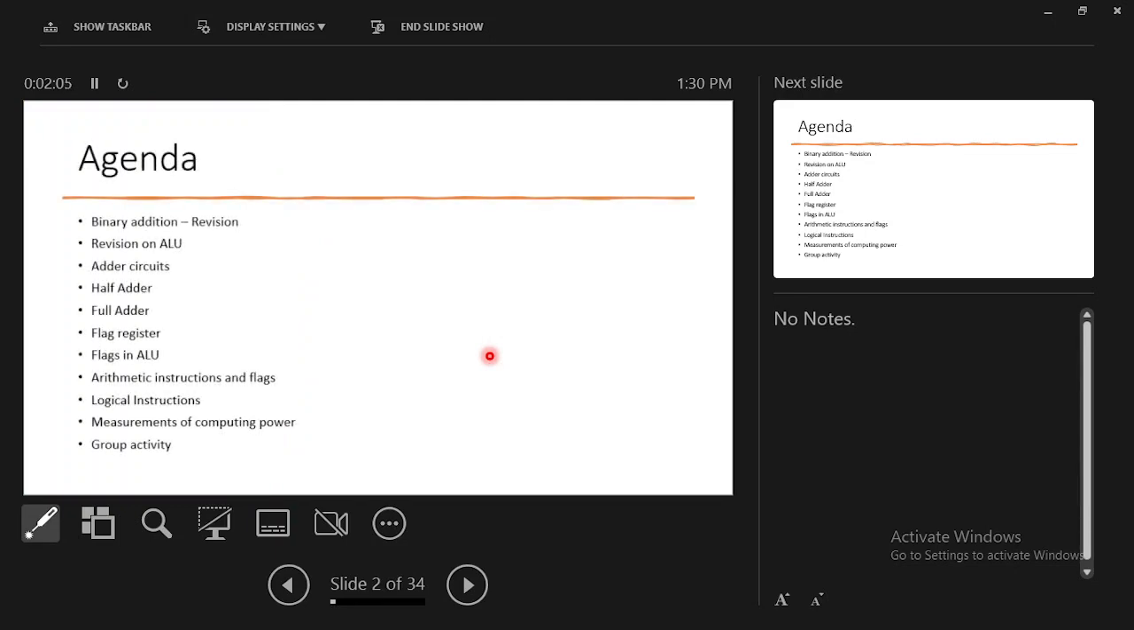That's the only consideration. So the agenda for this discussion is binary addition, a small revision that we want to do. Revision on ALU, we'll do it later on. Adder circuits, more specifically half adder and full adder. Flag registers, flags in ALU, arithmetic instructions and flags, logical instructions, and measurements of computer power. This is one important point, and you can think of some additional resources regarding this one. Then finally, we'll do a group activity.